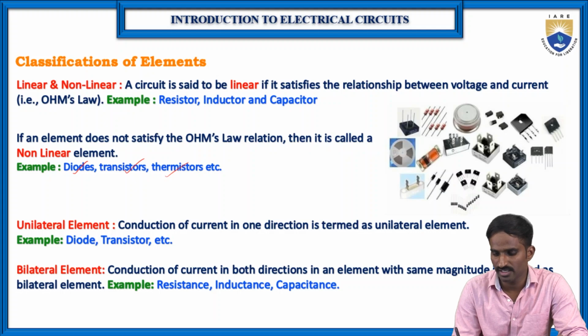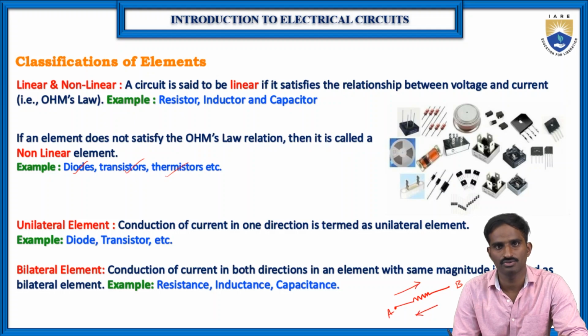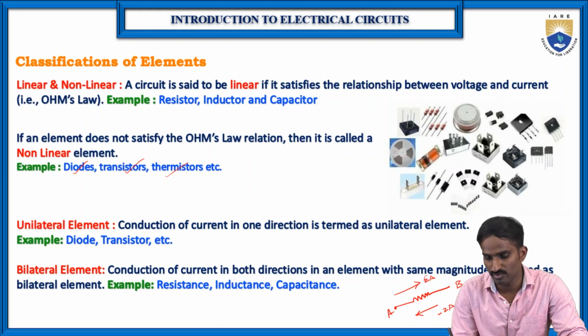Let us consider a resistor. As we know, the symbol of the resistor is like this, A and B. The current will flow from A to B and B to A with the same magnitude. Let us consider 2 amperes from A to B, then B to A we will represent as minus 2 amperes. In the previous class we discussed what is meant by positive 2 amperes and negative 2 amperes. The minus means the opposite direction to the reference direction.